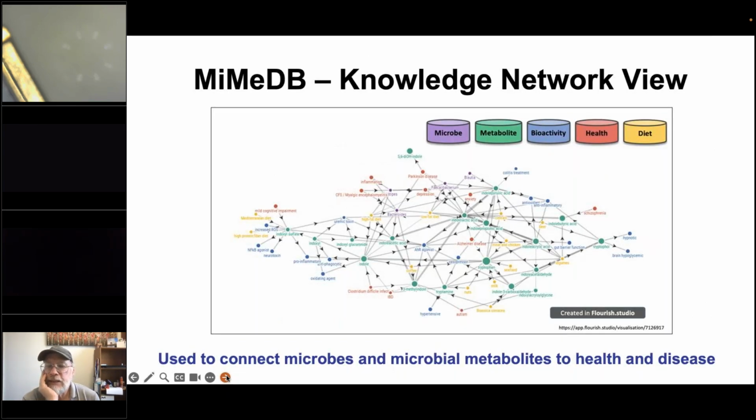One way of doing this is to create knowledge graphs or knowledge networks, which is an example illustrated here, where you can connect microbes to microbial metabolites to health and disease. And those can then be linked back to specific views in MIMDB database. And knowledge graphs or knowledge networks are, I think, becoming a very useful mechanism to connect omics, multi-omics techniques together.